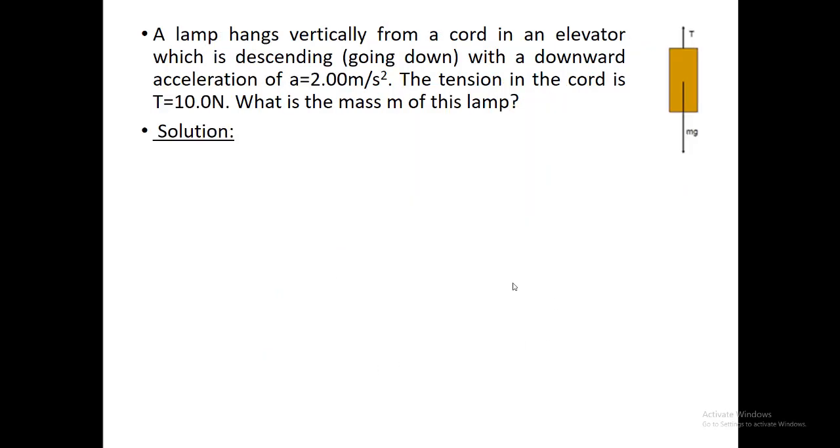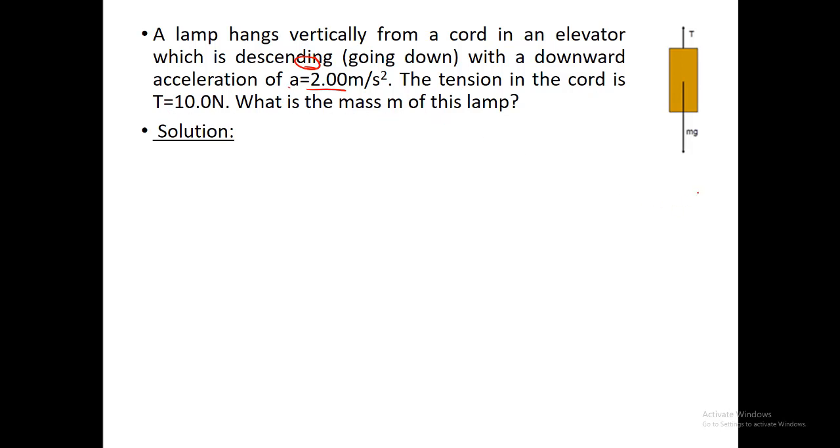Okay, one more problem. So we have a lamp. We have a lamp that hangs vertically from a cord in an elevator which is descending, going down, with a downward acceleration. Downward acceleration should be negative in this case. The tension in the cord is 10 Newton. What is the mass of the lamp?